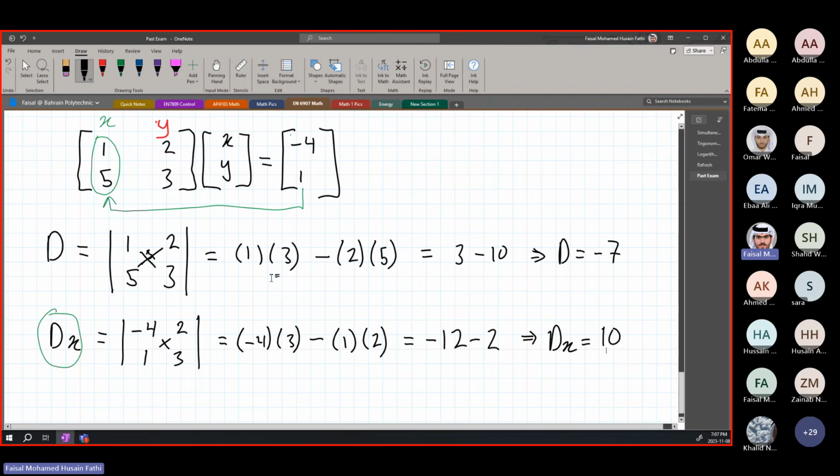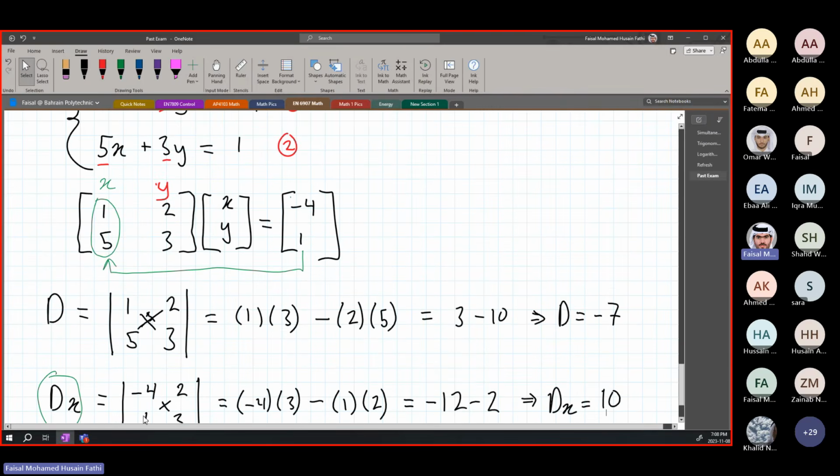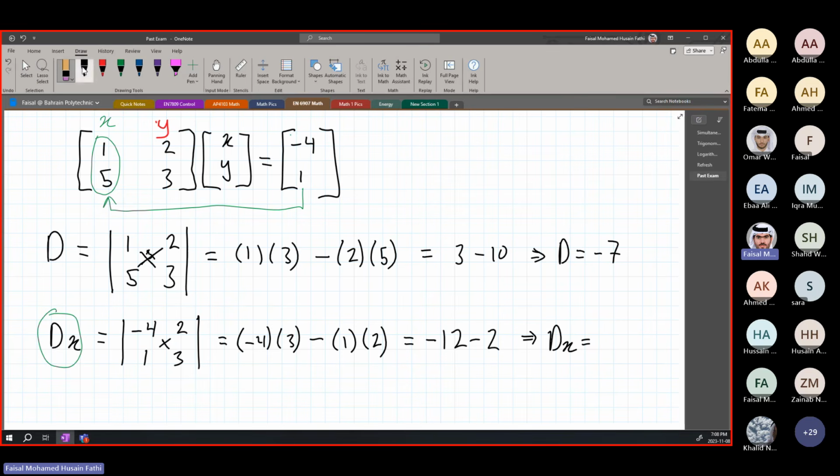All right, let me make sure I didn't make any mistakes here. Minus 4 times 3 is minus 12, minus 1 times 2. I don't know why I wrote 10. Honestly, it's minus 14. So minus 12 minus 2 is minus 14.